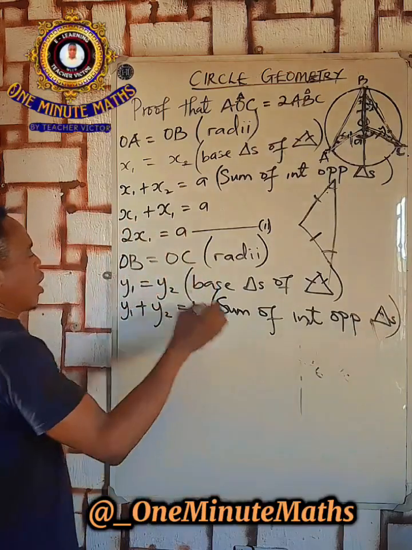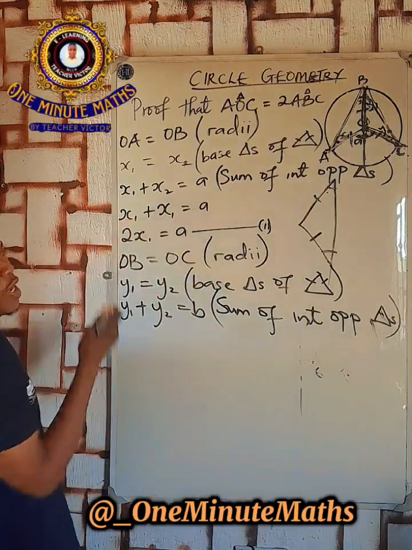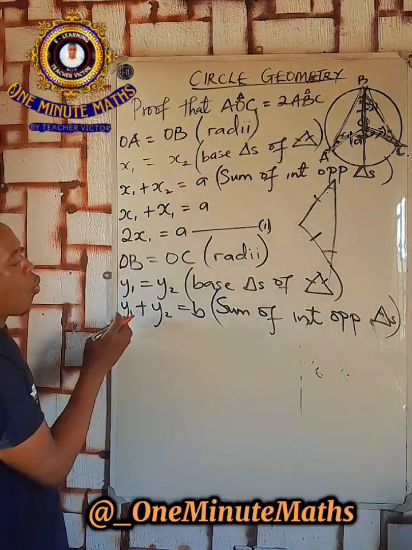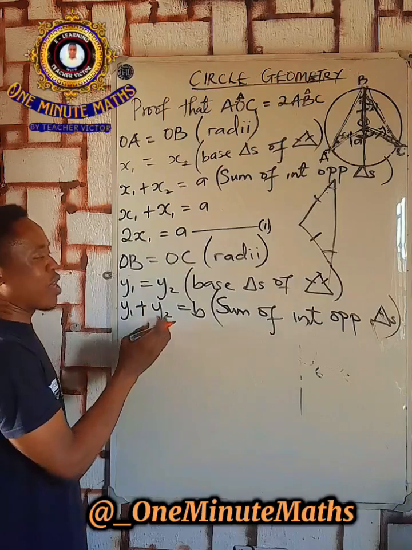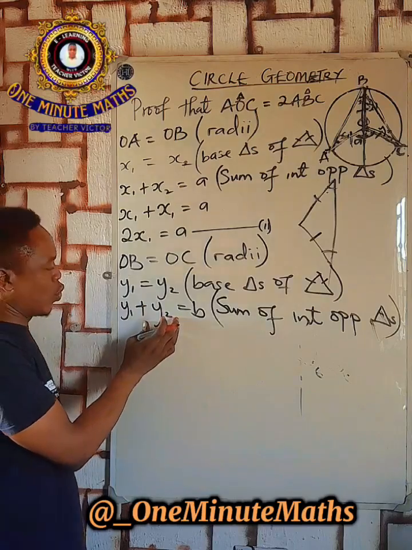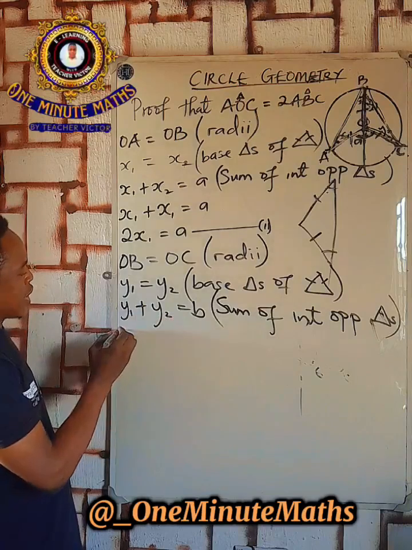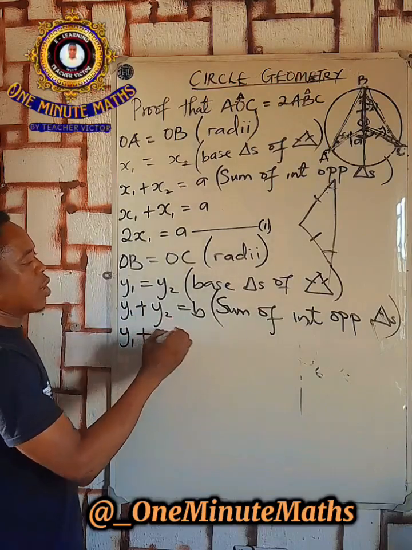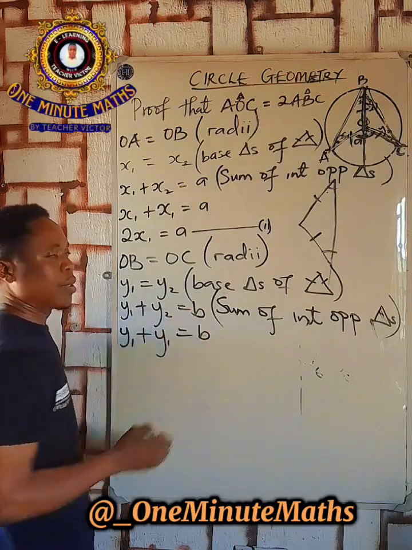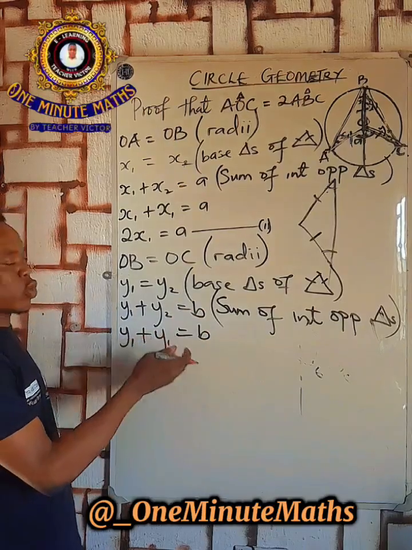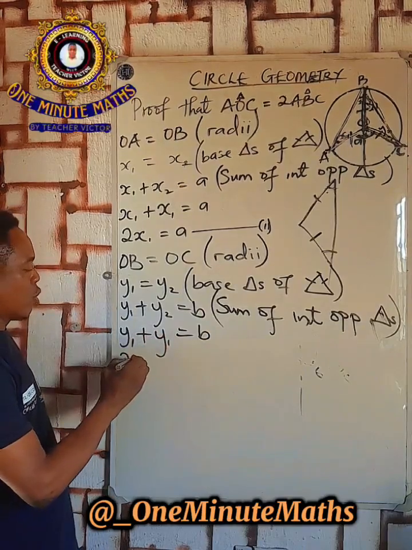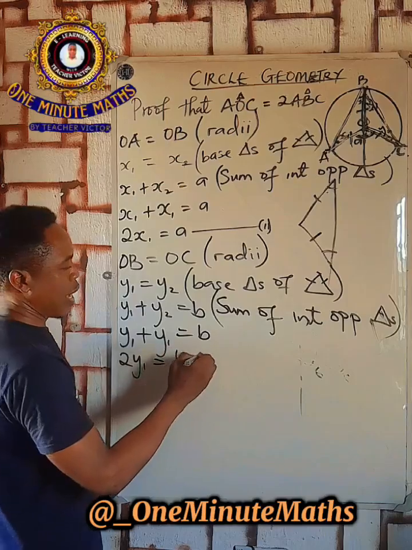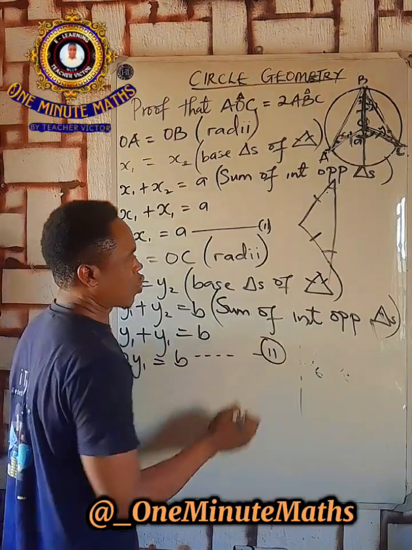All right. Just like what we did with the first part of the diagram, we can see that y1 is equal to y2. So we can substitute for our y2 anywhere we see it. In this case, we have y1 plus y1 equal to b. Of course, y1 plus y1 will be 2y1 equal to b. And let's call this equation 2.